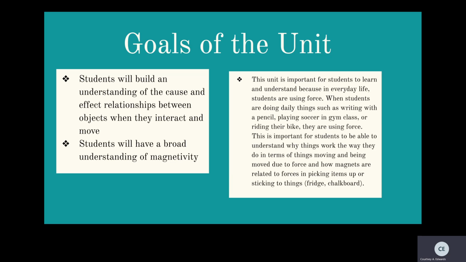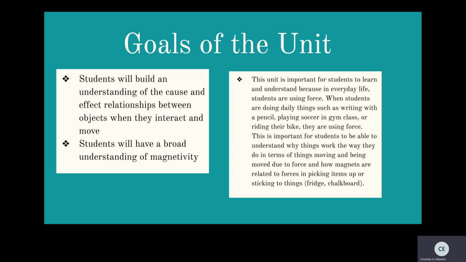The goals of the unit: students will build an understanding of the cause and effect relationships between objects when they interact and move, and students will also have a broad understanding of magnetism. I felt that this unit was important for students to learn and understand because in their everyday life, they're using force. Certain tasks such as writing with a pencil or playing soccer in gym class or riding their bike, they're using force. And for students to be able to relate what they do every day to something they're learning in science is really important for younger students to understand.